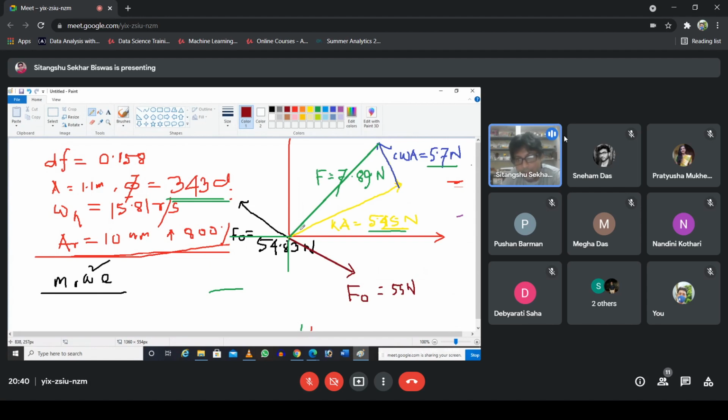And now the resultant is this one. Or you can say the other part is this one, which is m omega square A. What is that value? M is the total mass. I think it was 20 kg.